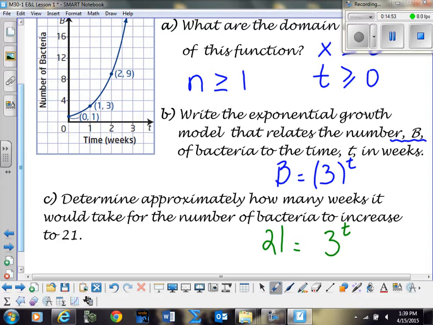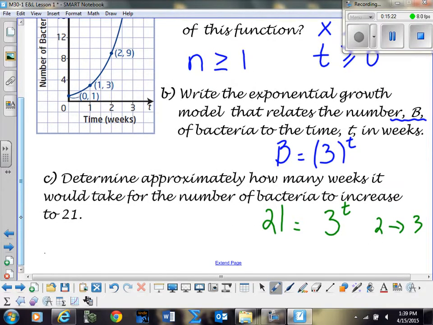Let's rewind that for a second. 3 to the power of 2 is 9. 3 to the power of 3 is 27. So I know that t is between 2 and 3. 21 is quite a bit larger than 9, so I feel that this value of the exponent would be closer to the 3 than the 2. If I was going to estimate, I would likely say approximately 2.7. It would take approximately 2.7 weeks for the bacteria to reach 21.